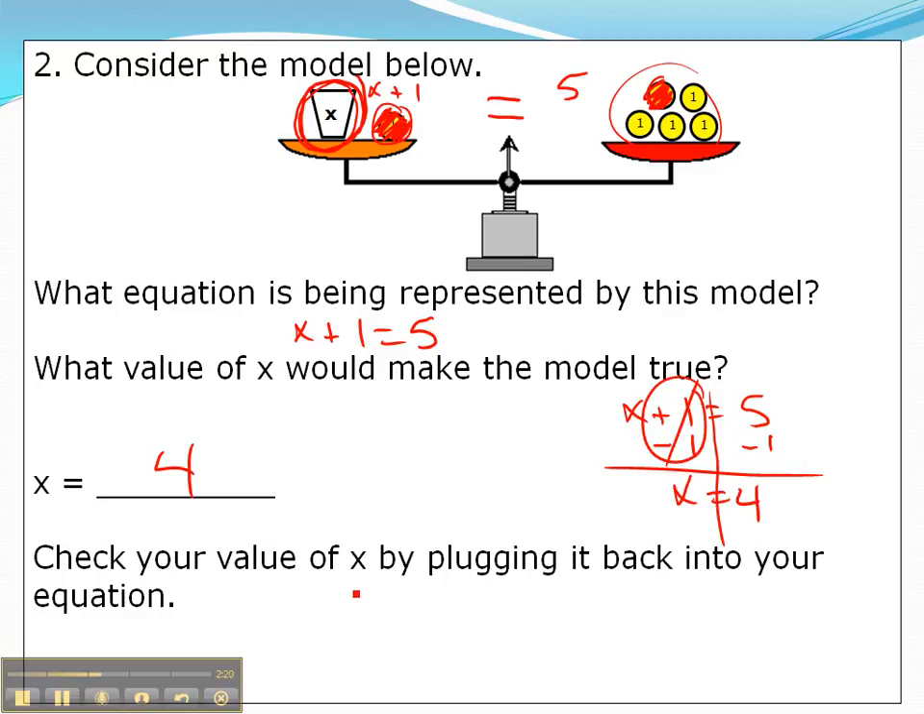And then we have to check our answer. X plus 1 equals 5. If x is truly equal to 4, then 4 plus 1 should equal 5. And it does. 5 equals 5.